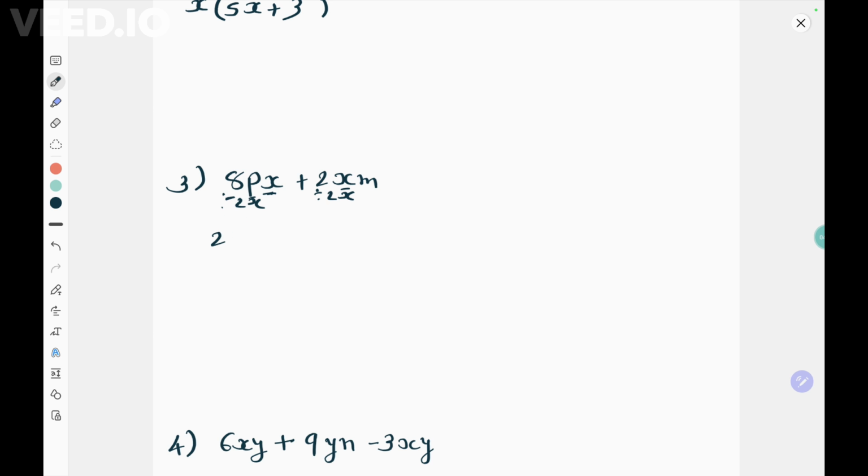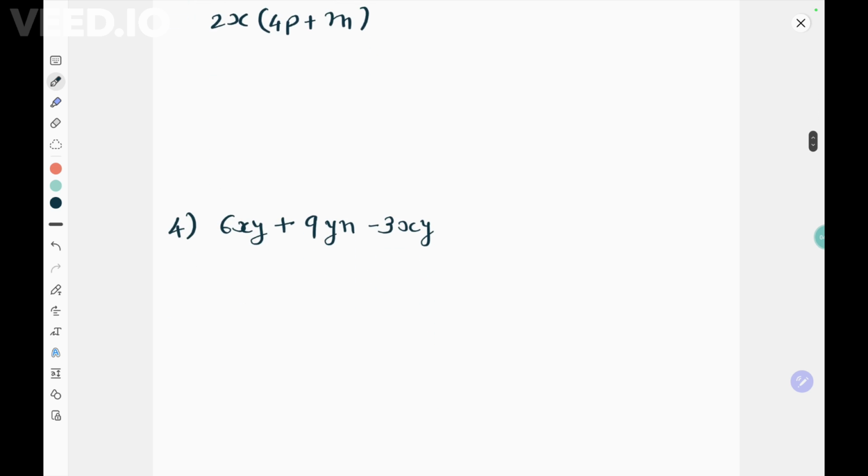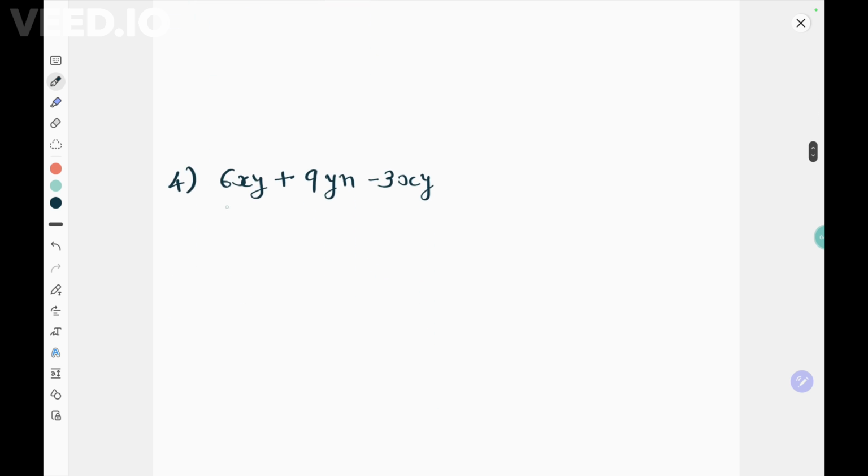So 2x comes outside the bracket, and what remains inside the bracket? 8 divided by 2 remains 4, and x cancels down, so p remains. The plus sign stays as it is. Then x cancels down and 2 divided by 2 also cancels down, so only m remains here. So this is our answer. Let's move on to the fourth example.